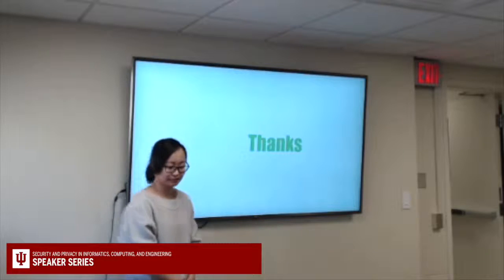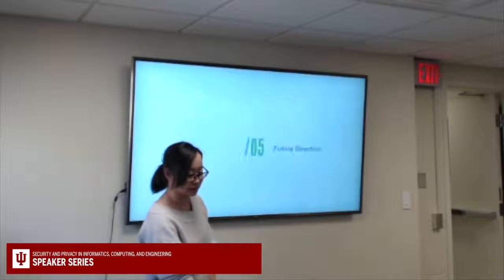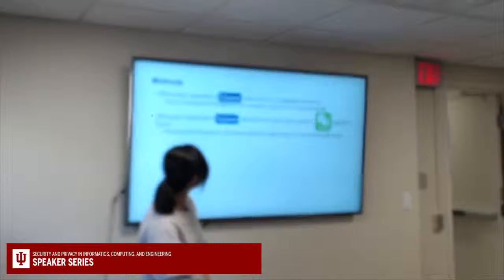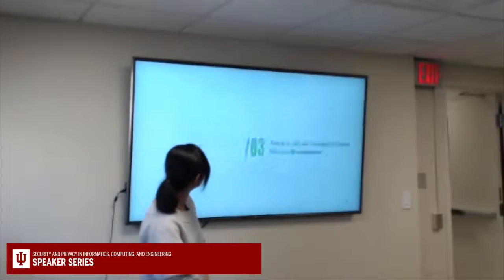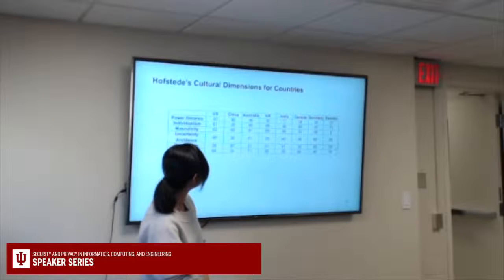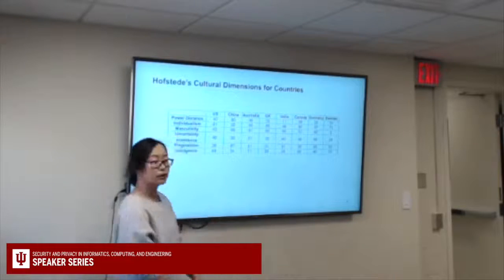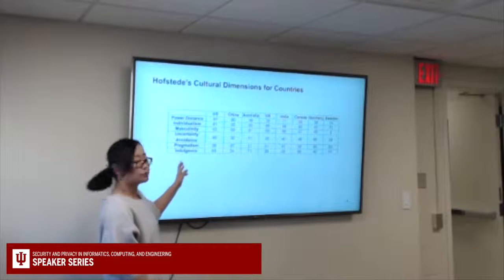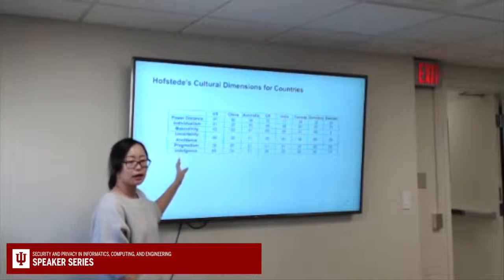Can you go back to the slide where you categorize the different cultures that you did surveys on, the different categories in different countries? Oh, okay. This one? The table one? Yeah. How did you come up with the categories? Oh, sorry. This is from the literature. It's existing. It's by Hofstede.